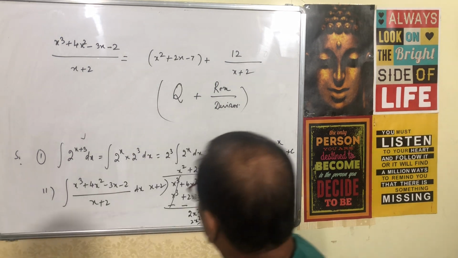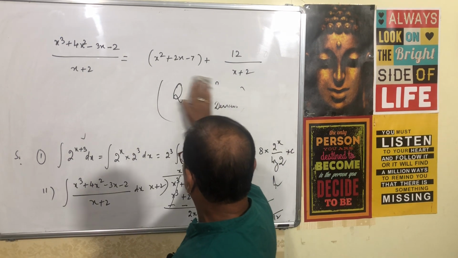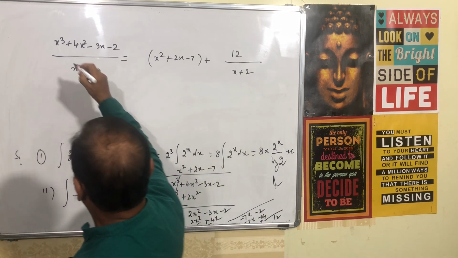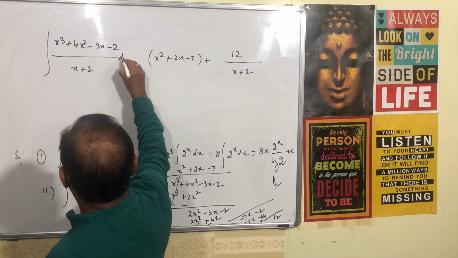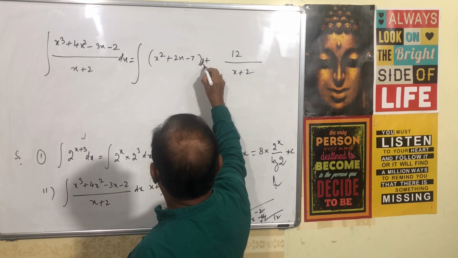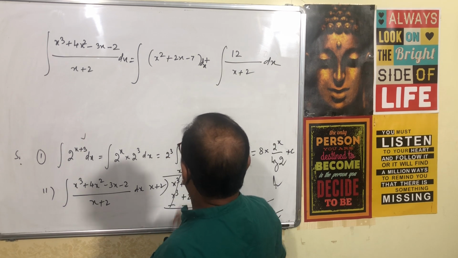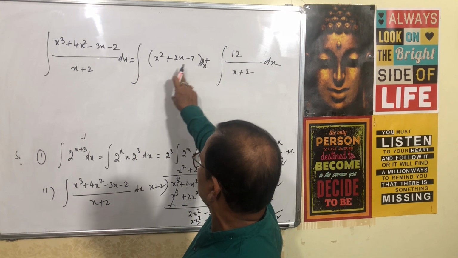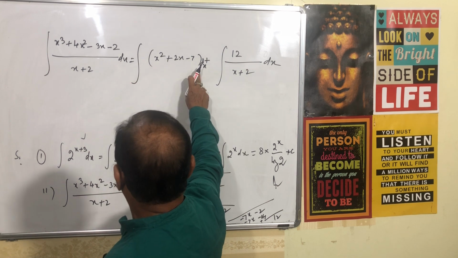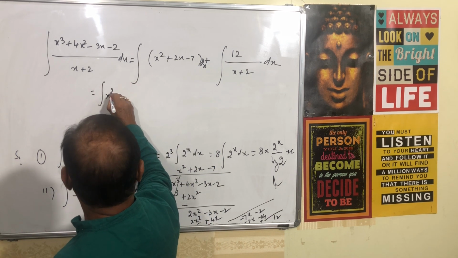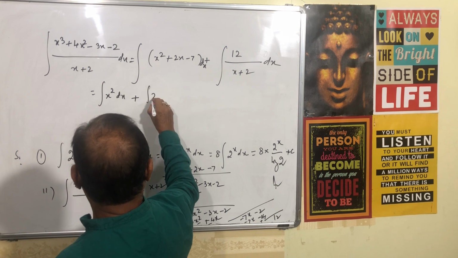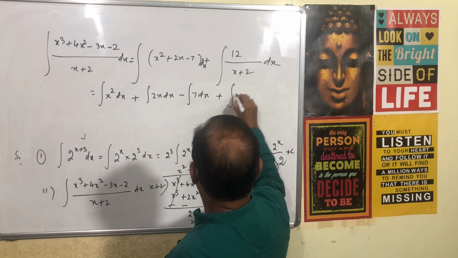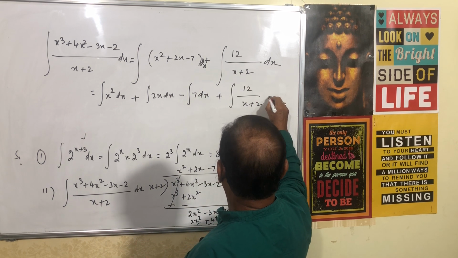So, let us see now the integration. Integrating both sides here, no problem. Integral dx is equal to integral dx. Now, you know, the integral of a sum is the sum of their integrals. So, this is integral x square dx plus integral 2x dx minus integral 7 dx plus integral 12 by x plus 2 dx, correct?